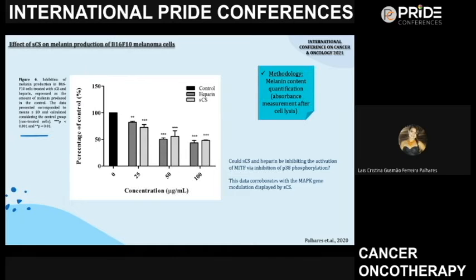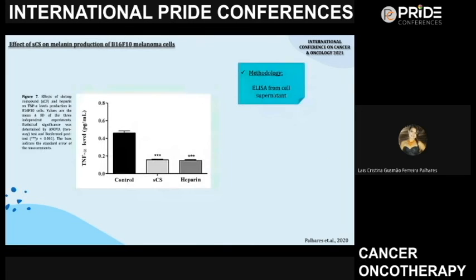So it was kind of interesting to see this correlation between all the results: the gene expression results, the proliferation results, and now this confirmation with the melanin production.